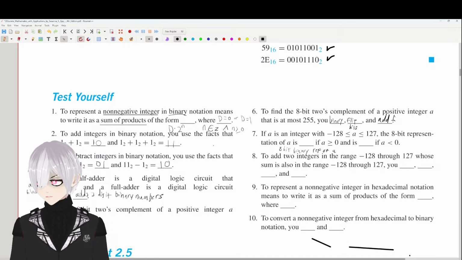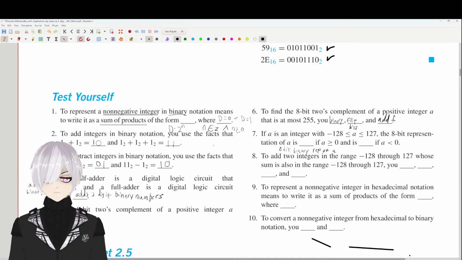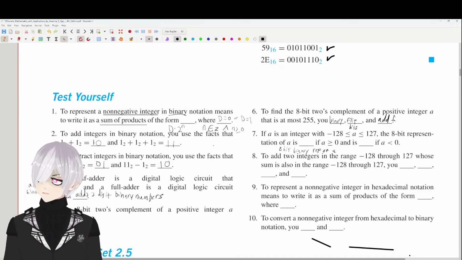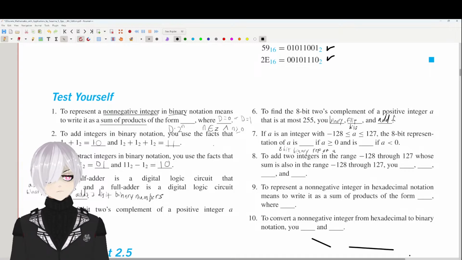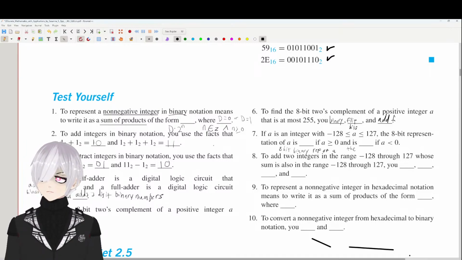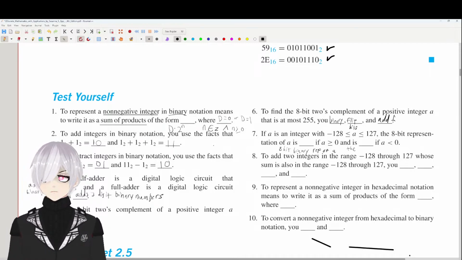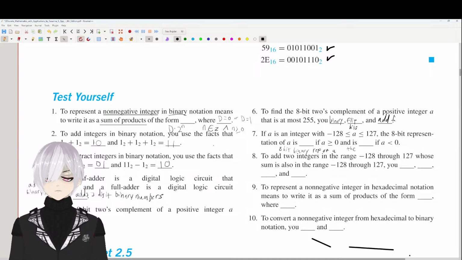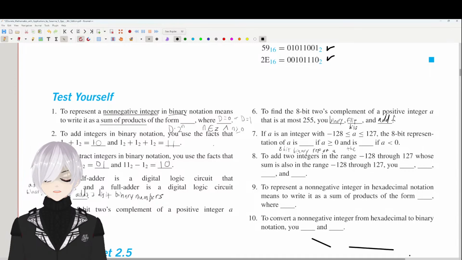Right. So if a is an integer within the range, the 8-bit representation of a, if it's negative, would be the 8-bit binary representation of 2 to the 8th minus the absolute value of a. Also, the book in the answers has a typo. They say it's the 8-bit binary representation of 2 to the 8th minus a. It should be 2 to the 8th minus the absolute value of a. Oh, you're right. The absolute value of a would be way more accurate, because a negative number doesn't equal its absolute value.